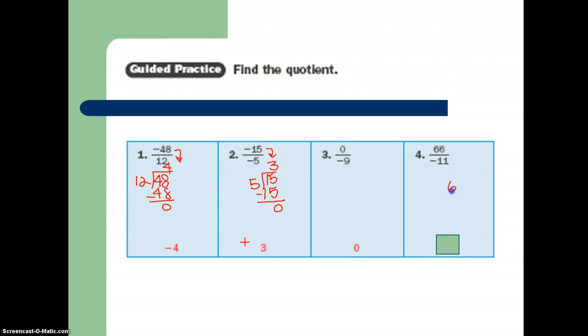66 divided by 11 goes in 6 times, and we know that it is negative because of the different signs.